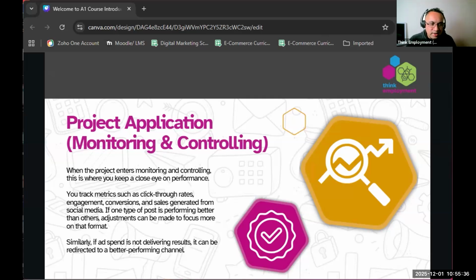Okay, so when the project enters the monitoring and controlling, this is where you keep a close eye on your performance. You track the metrics: the click-through rates, the engagement, the conversion, the sales generated from the social media, how much money you're making. If one type of post is performing better than the others, adjustments can be made to focus more on the format. You go with the best. Similarly, if ad spend is not delivering results, it could be redirected to a better performing channel.